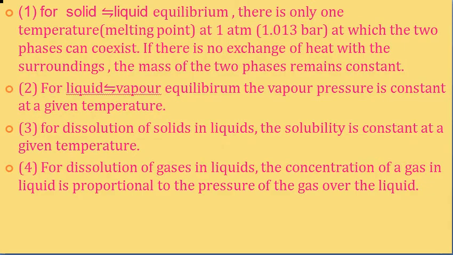Let's see. First, solid to liquid in equilibrium. There is only one temperature, which is called the melting point, at 1 atmospheric pressure, at which the two phases coexist. If there is no exchange of heat with the surroundings, the mass of the two phases remains constant.